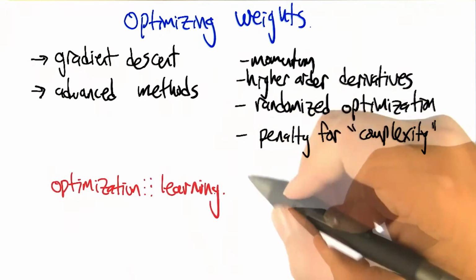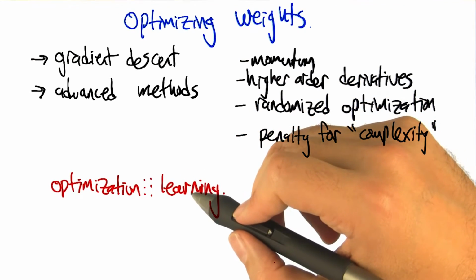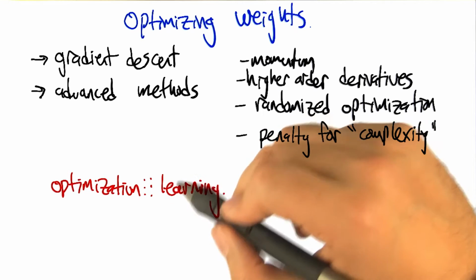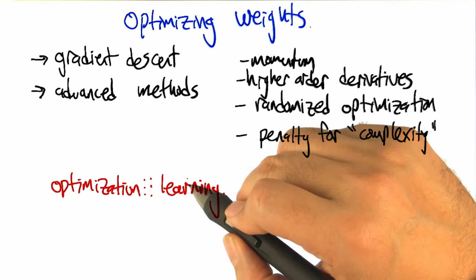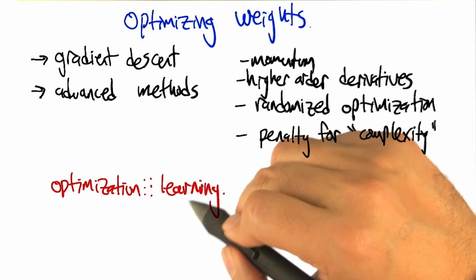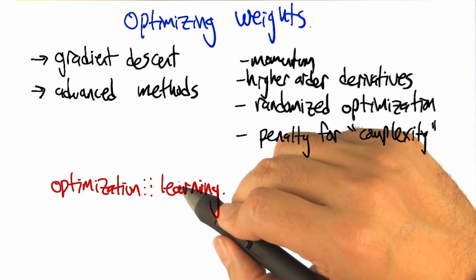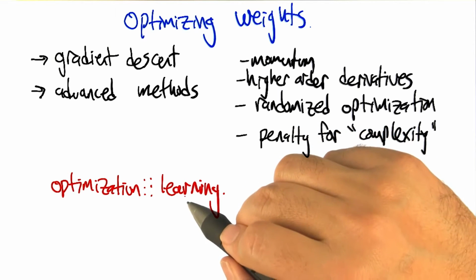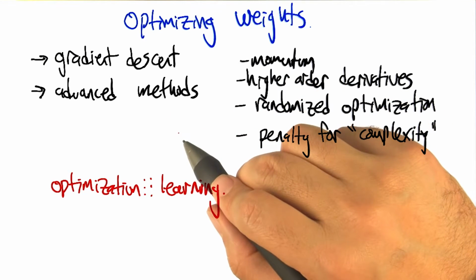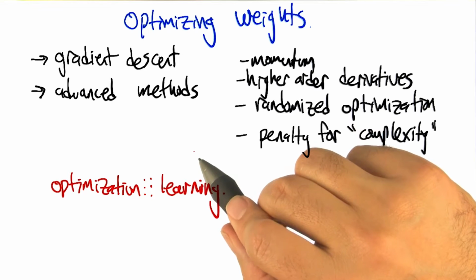In fact, there's a lot of people in machine learning who think of optimization and learning as being the same thing, that what you're really trying to do in any kind of learning problem is solve this high order, very difficult optimization problem to figure out what the learned representation needs to be. So I just want to mention in passing various kinds of advanced methods that people have brought to bear.